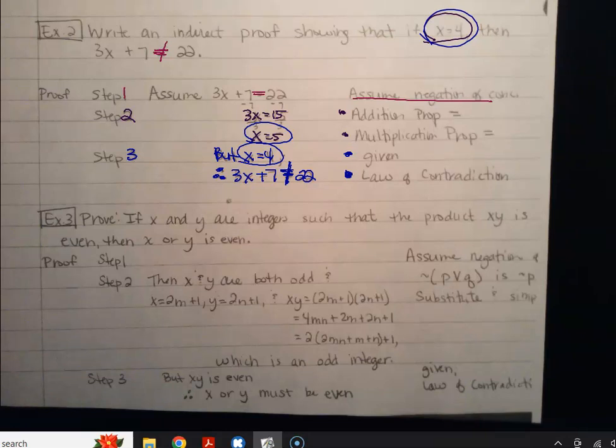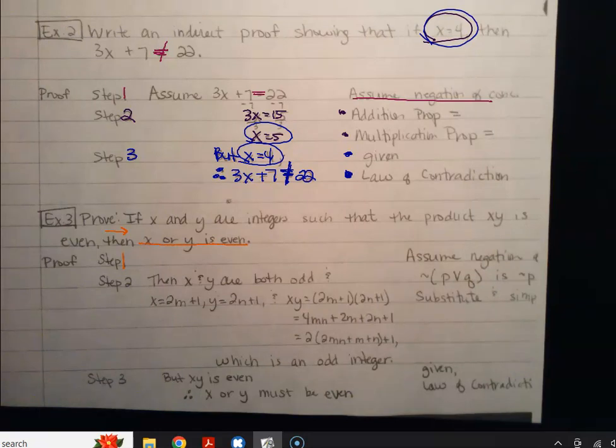Prove: if x and y are integers such that the product xy is even, then x or y is even. Okay, so this time, step 1, I left it blank. What would you put there? How would we negate this? If x and y are integers such that the product xy is even, then here's my conclusion, x or y is even.